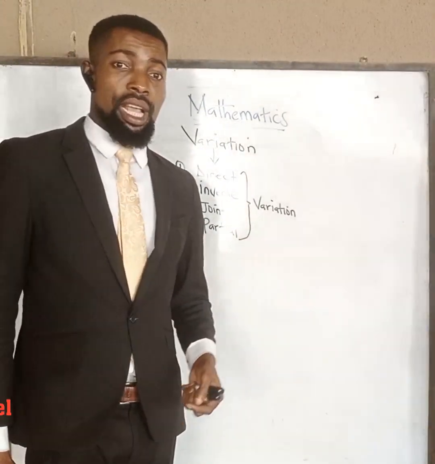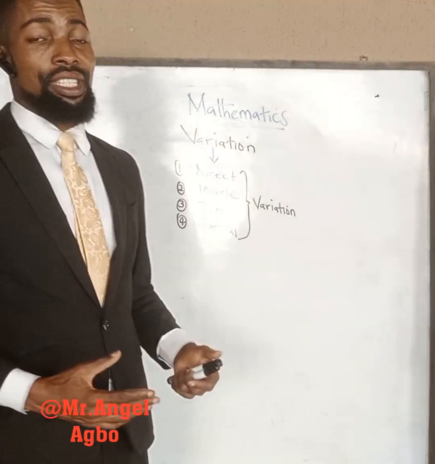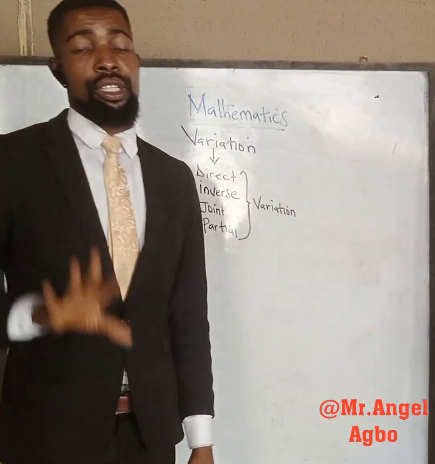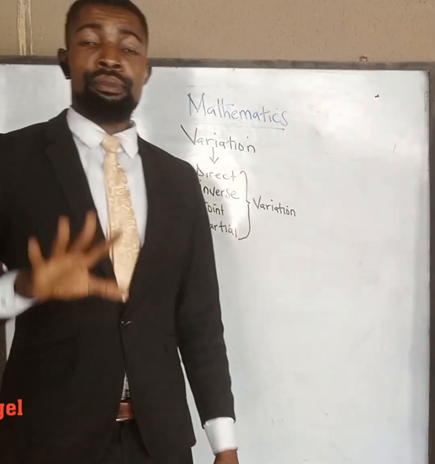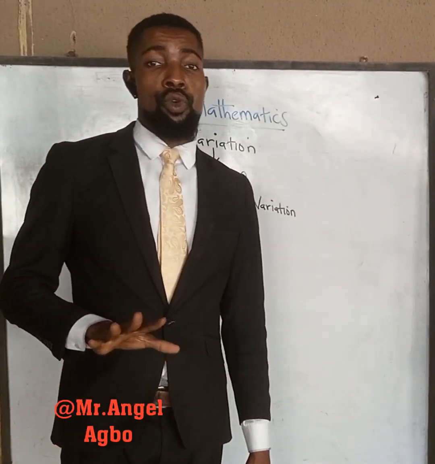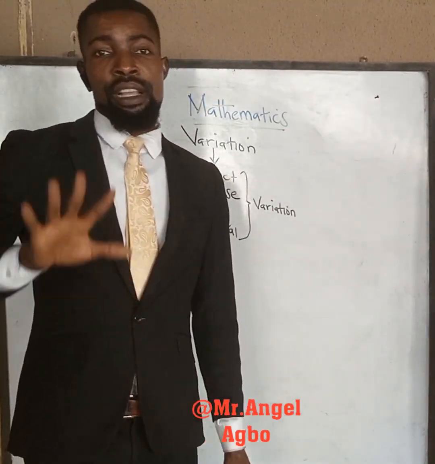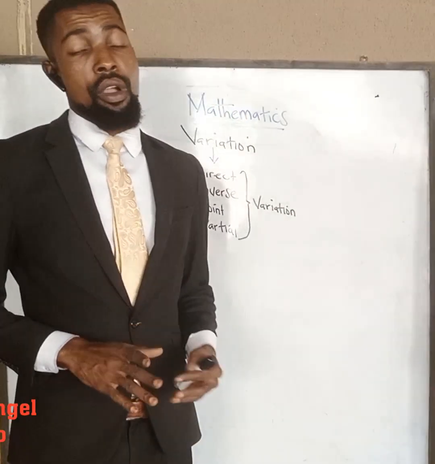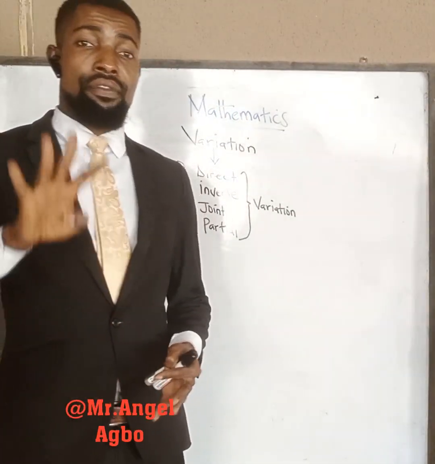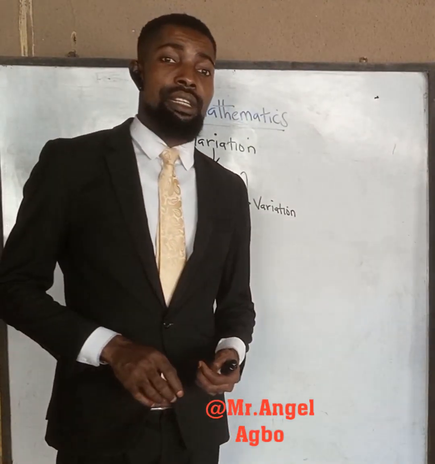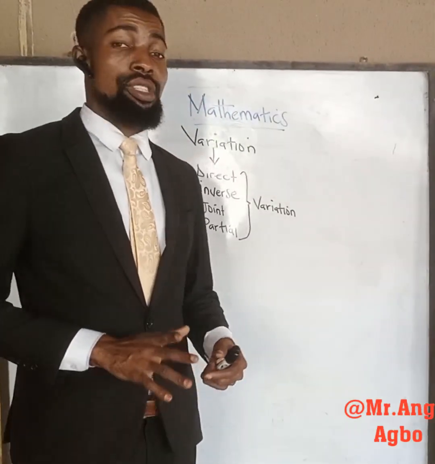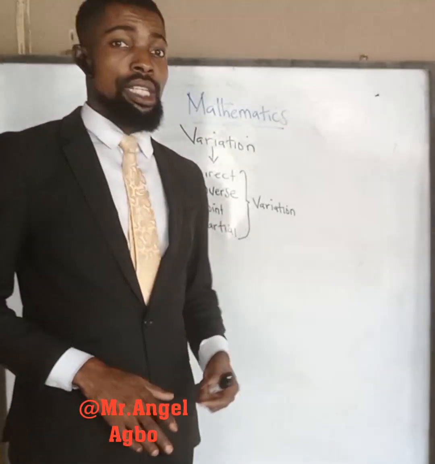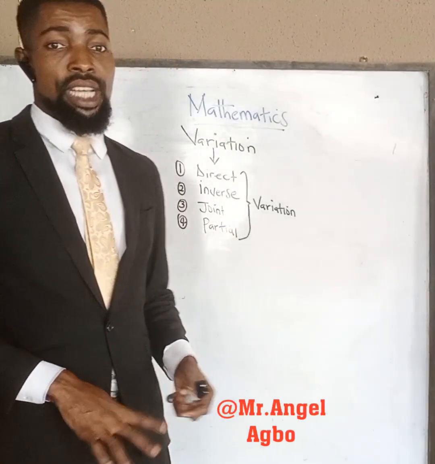In this topic, there are four types of variation. Number one, we have direct variation. Number two, inverse variation. Number three, joint variation. And number four, partial variation. These are the four types of variation. For the sake of this video, I would like to take the first two, then I'll take the joint and the partial variation in my next video.